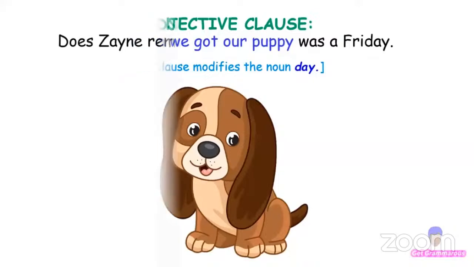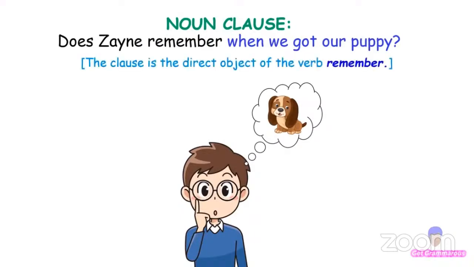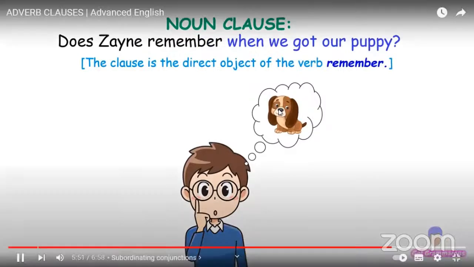Here's an example of the subordinating conjunction when being used in a noun clause. Does Zane remember when we got our puppy? The clause when we got our puppy is the direct object of the verb remember. And for that reason, when introduces a noun clause.